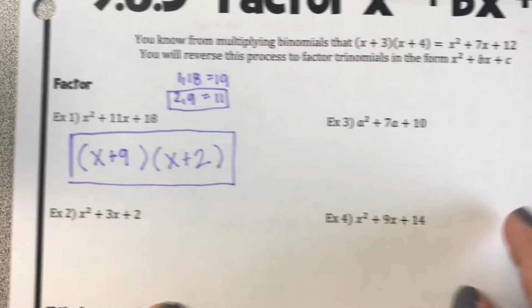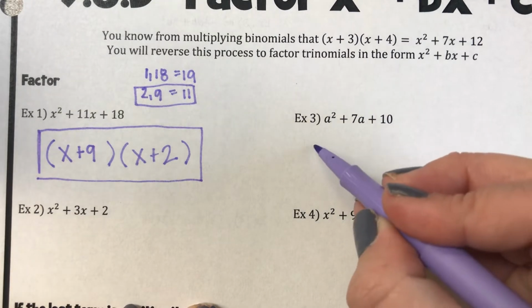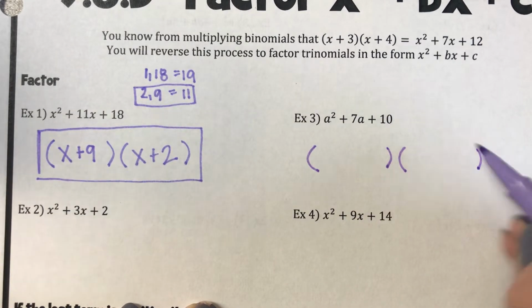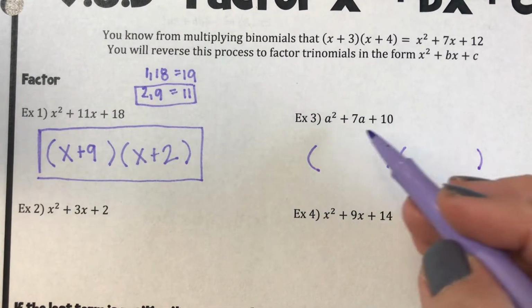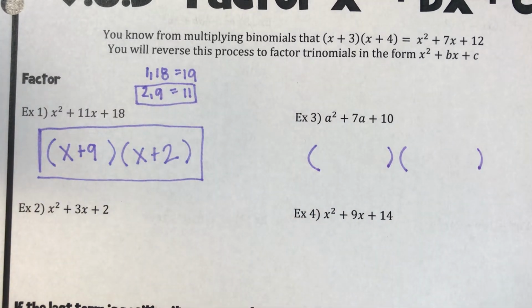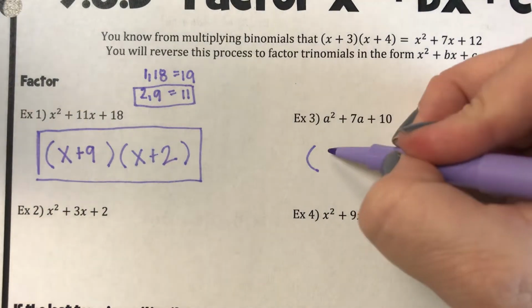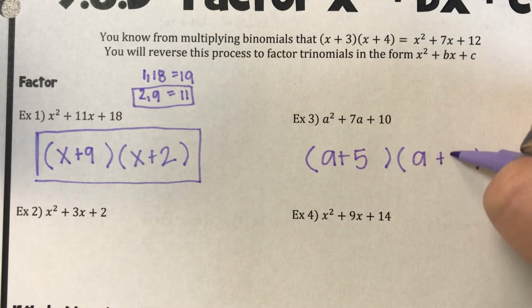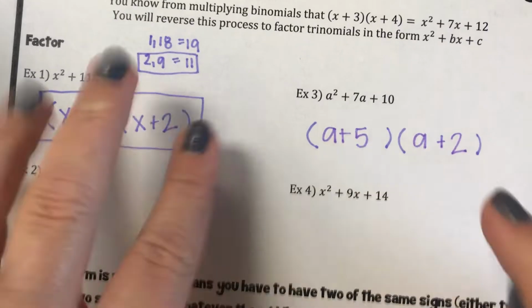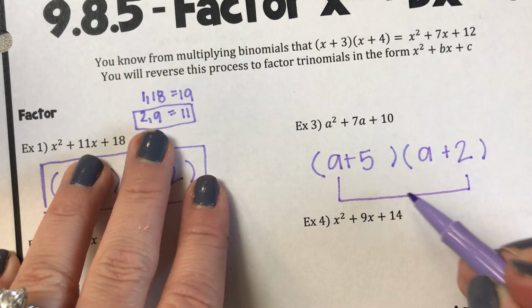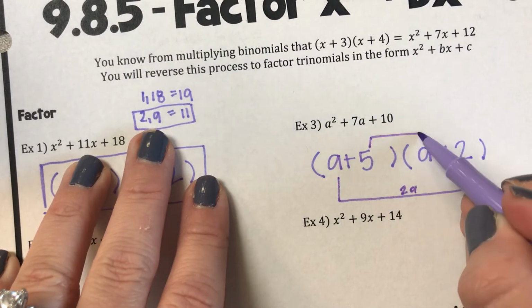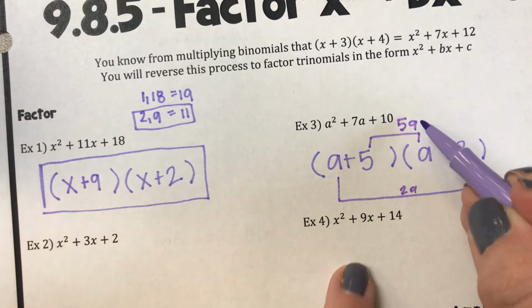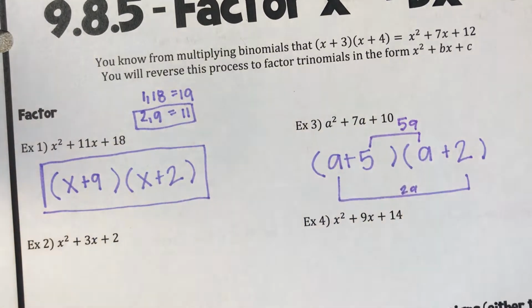So let's look at number 3. Okay, we're looking for what can we put in here that multiplies to 10 and adds to 7. Multiplies to give you 10, adds to give you 7. 5 and 2. A plus 5 and A plus 2. You could even kind of write it out like this. That's 2A and 5A. What's 2A plus 5A? 7A, which is what we want.